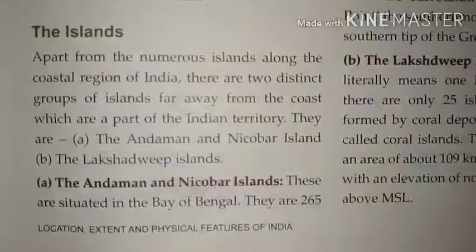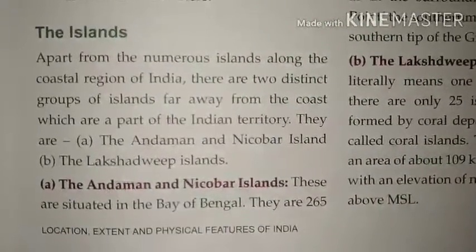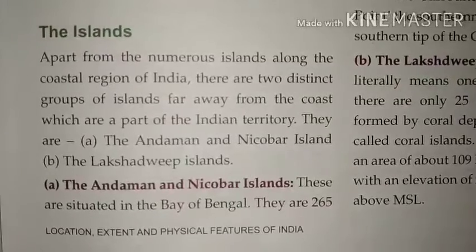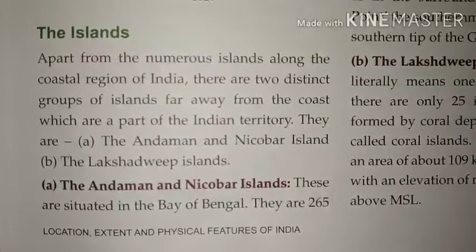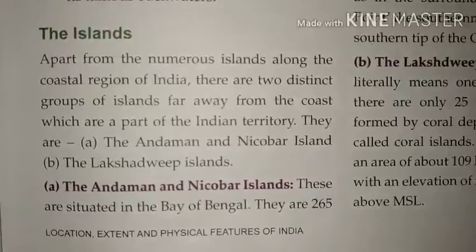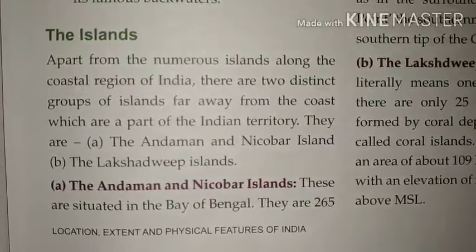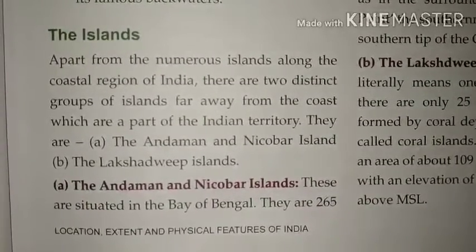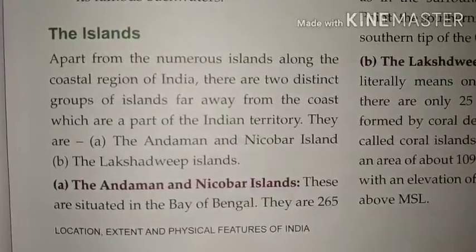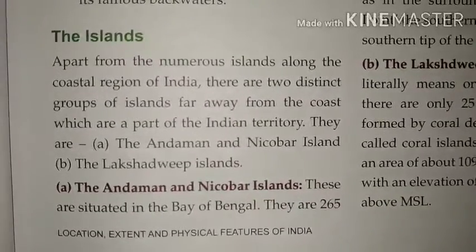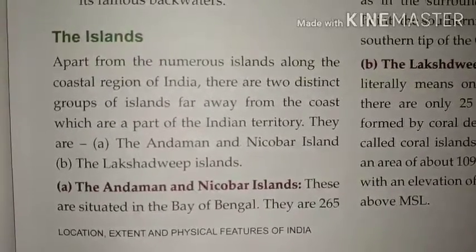Now let us talk about the islands. Apart from the numerous islands along the coastal regions of India, there are two distinct groups of islands. Already we have read about these two distinct groups of islands in the lower classes. The first one is called the Andaman and Nicobar Islands and the second one is called the Lakshadweep group of islands.